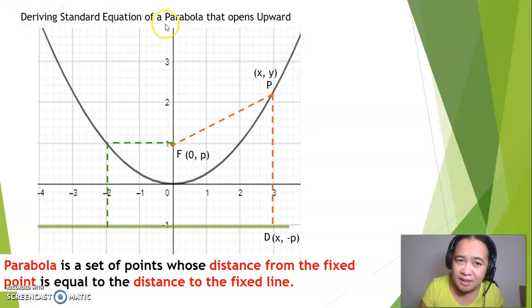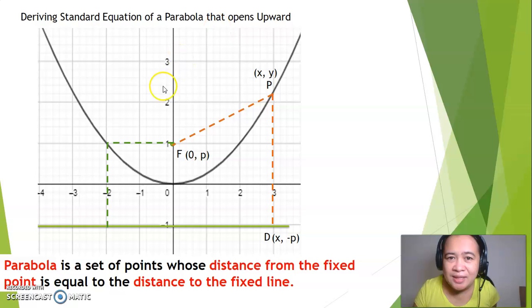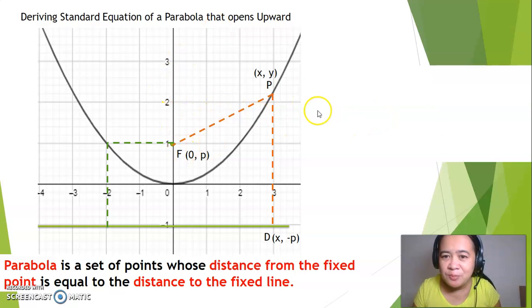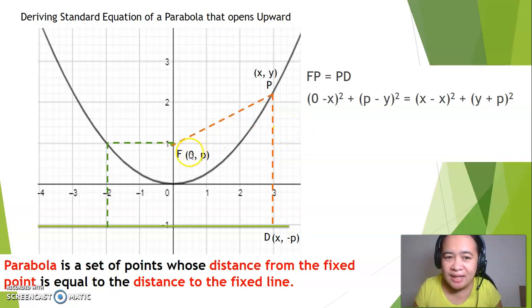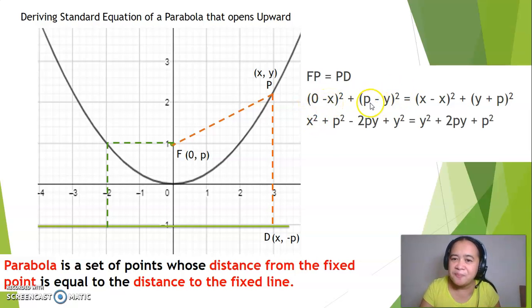Let's derive the standard equation of a parabola that opens upward. Take note, F to P is equal to P to D. Now using the distance formula, that's the square root of (0 minus x) squared plus (p minus y) squared should be equal to the square root of (x minus x) squared plus (y minus negative p), or that would become (y plus p) squared. So expanding this one, let's have 0. Expand this, that would be x squared. Square this binomial, that's p squared minus 2py plus y squared.